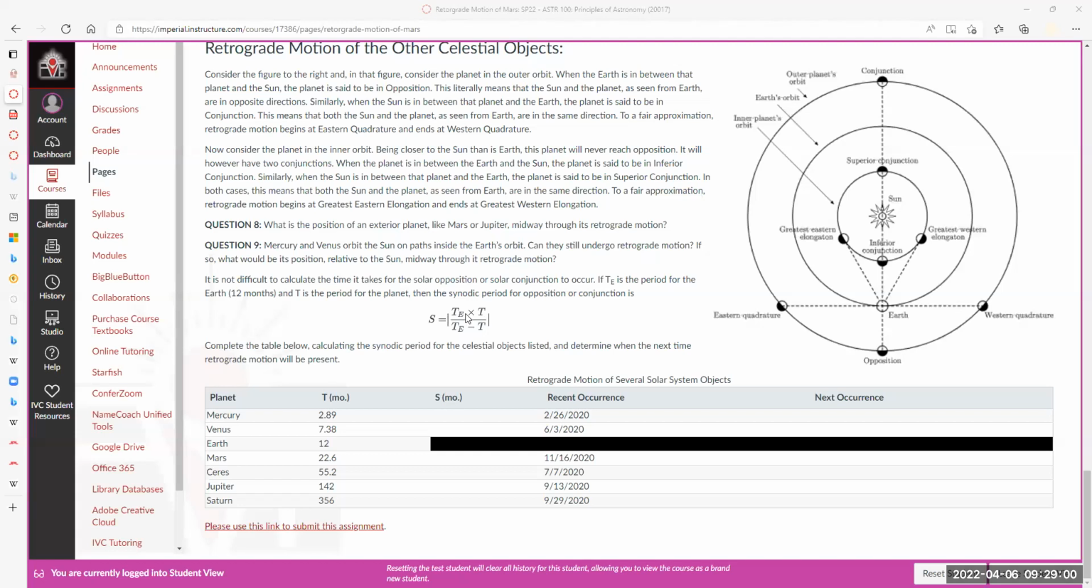So again, I'm using this formula for you guys so that you know. Jupiter has T that is equal to 142. Remember, T of Earth is always 12, so I'm going to write that down in here. So I'm going to stop sharing. Based on that, I'm going to compute S. So I'm going to go into share the calculator again.